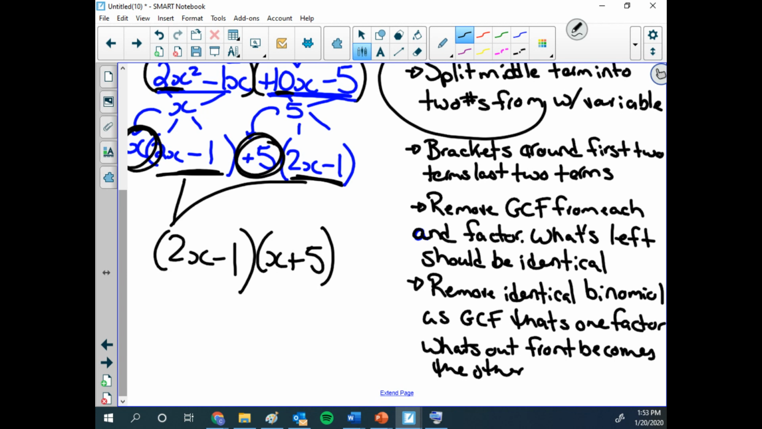Should I do another example? Yep. I can put x plus 5, 2x minus 1. The order doesn't matter. But if I said x minus 1, 2x plus 5, then that'd be totally wrong. But the binomials can switch order. That wouldn't matter. And I can always check that by multiplying that bad boy out, and then I'm done. Any other questions?